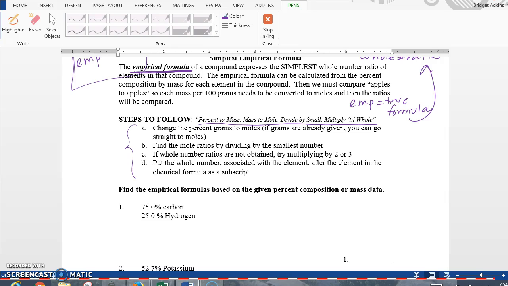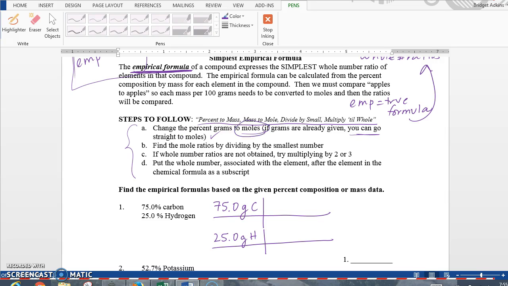The first step is to change the percent to grams to moles. That's going to be pretty straightforward. We've got 75% carbon in our first example, so I'm just going to change that to 75 grams of carbon, and I'm going to start my bridge. Then my 25% hydrogen, I'm going to change to 25 grams of hydrogen. Just by doing that, I've done my first step. The little part of that is percent to mass, so we just took off those percents and changed them to grams. Then they want you to find the mole ratios. Oh, sorry, we haven't done this yet.